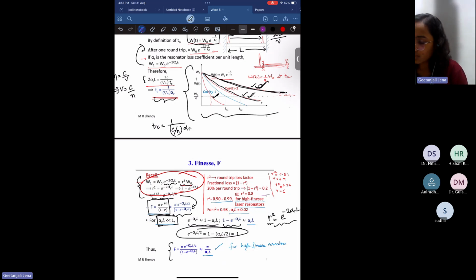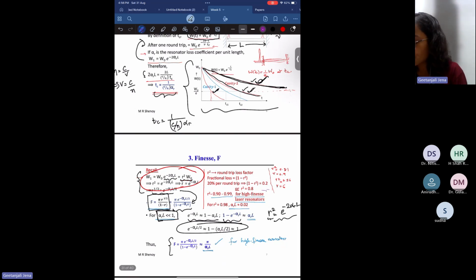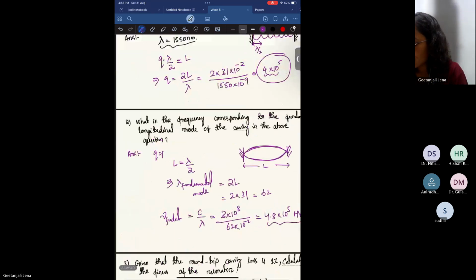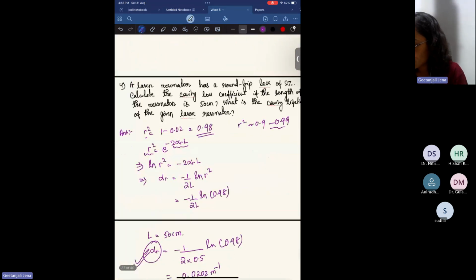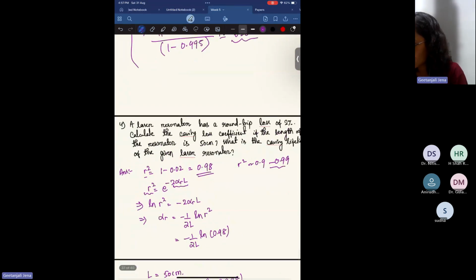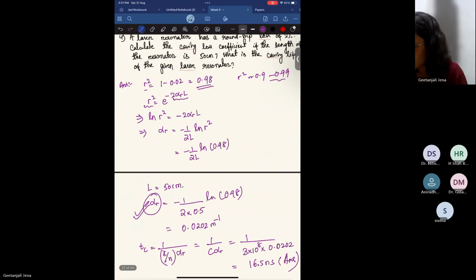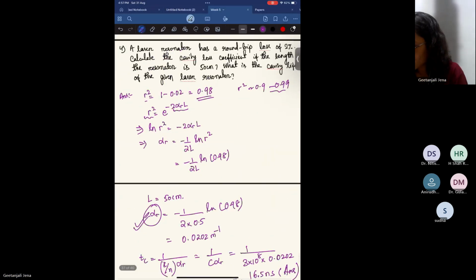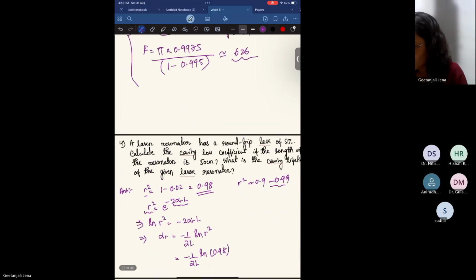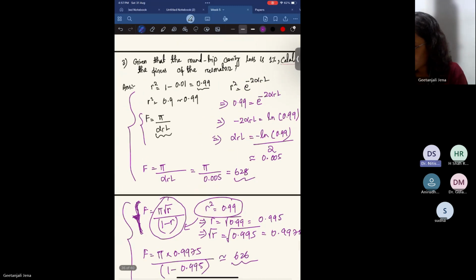Whenever, okay, after taking the ln and dividing, you are getting the same value, right? So you are saying even if we don't take the ln, then we'll get alpha RL as 1 minus R square. Let us move to our problem. So here it is 0.02. Ma'am, in this case, this value will just be 0.01.